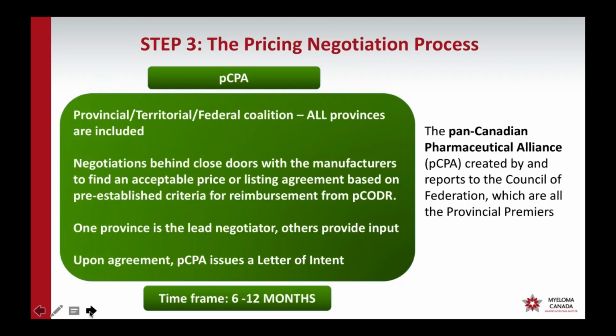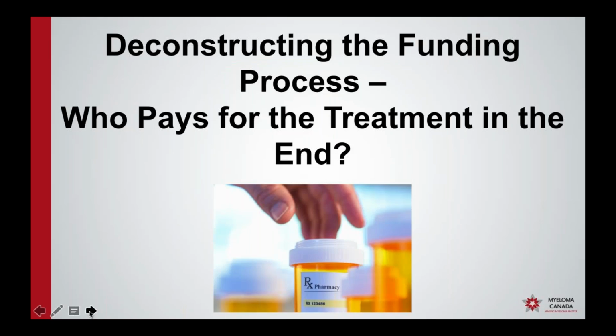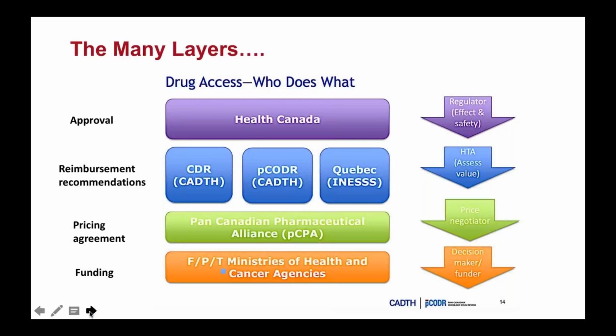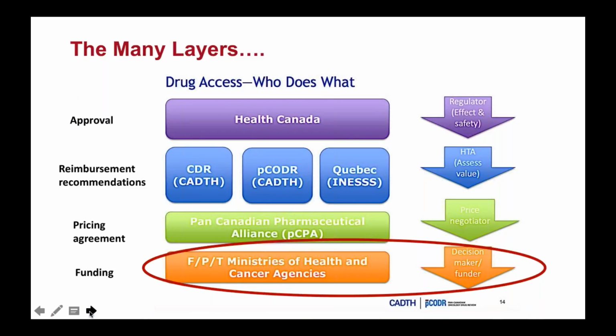So we could be now up to 2 years after a drug has been approved on the Canadian market before this pricing negotiation happens. So it doesn't mean that because the price is negotiated, it's going to get paid for right away. Again, it's just a letter of agreement between the PCPA and the manufacturer to sell the drug. So what happens after that is that the provinces have to then take this letter of intent and decide what they're going to do with the drug. And those are the different provincial, federal, and territorial ministries of health and cancer agencies that are, in the end, the decision makers when it comes to fund a drug.